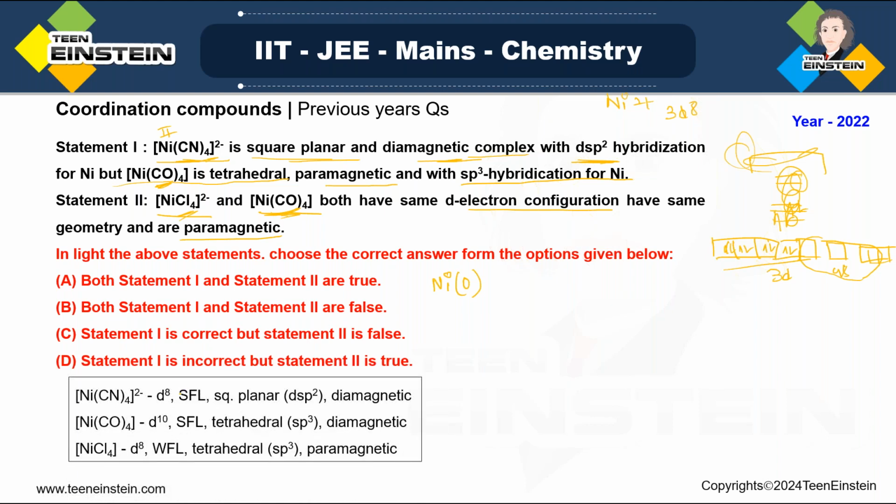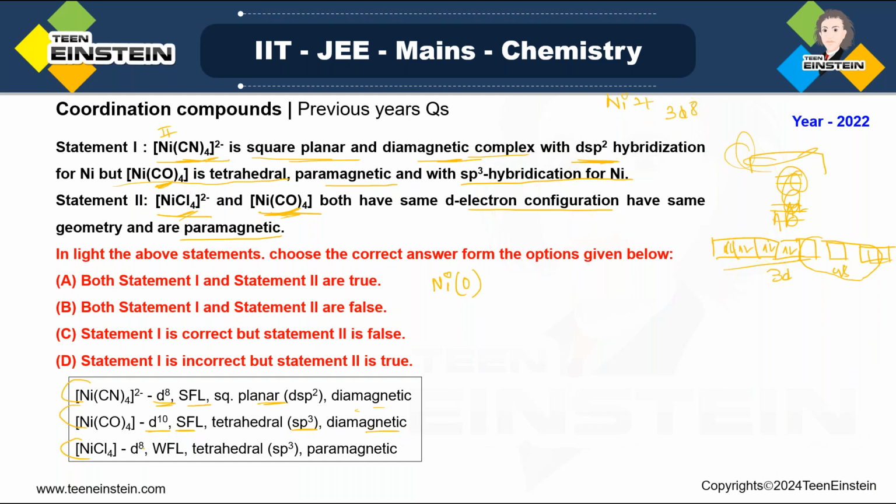There is mention of a total of 3 complexes. This one, and this one. Nickel with cyano, with carbonyl, and with Cl. So it is d8 strong field ligand. It is square planar, diamagnetic. The first statement is partially correct. This is d10 SFL, that means strong field ligand. It is tetrahedral, but it is diamagnetic. It is sp3 hybridization. That means in 3d, all the 5 orbitals will have a pair of electrons.